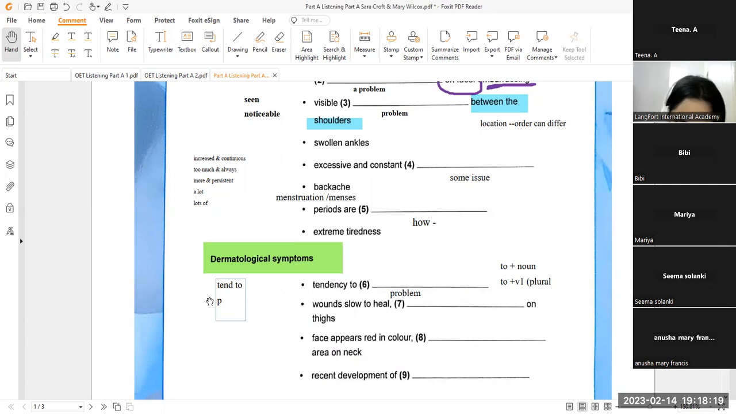Something much more. Development. Develop. Yeah, that is a good one. Something can develop. All right, so tend to or develop. That would suffice, I guess.